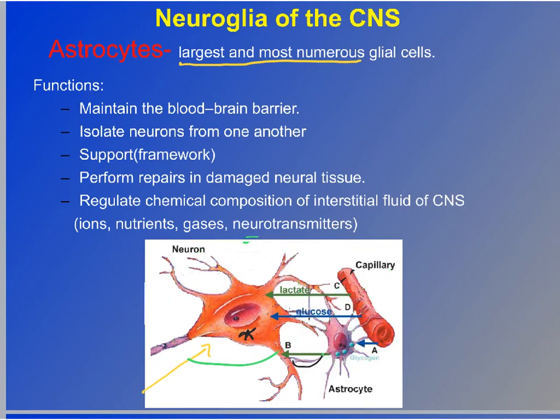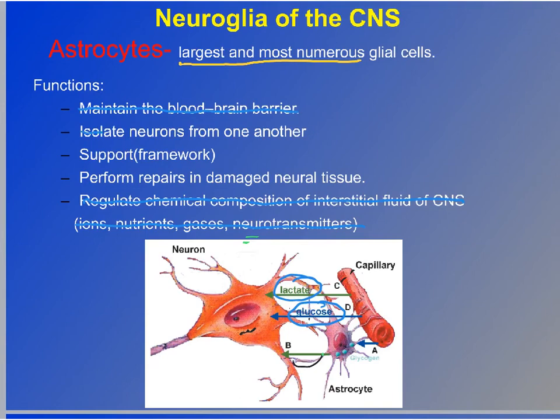That astrocyte is also going to regulate the amount of certain nutrients that make their way to the neuron. One of those really important nutrients is glucose. Lactate is utilized by the neuron as well. That astrocyte is going to regulate the amount of those things that make their way to the neuron. So that astrocyte regulates the chemical composition of that interstitial fluid. It helps to maintain the blood-brain barrier.